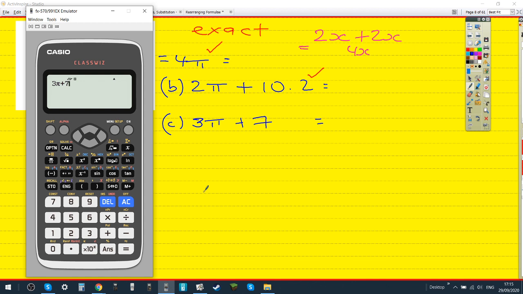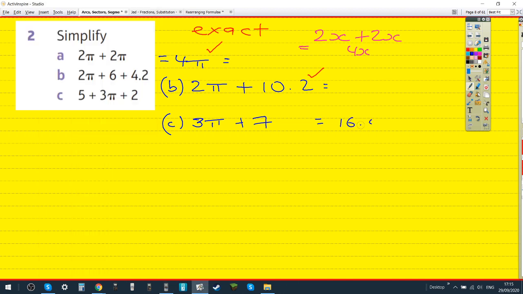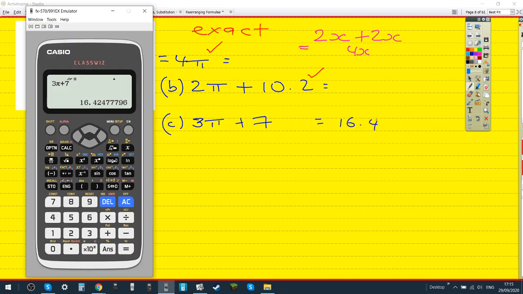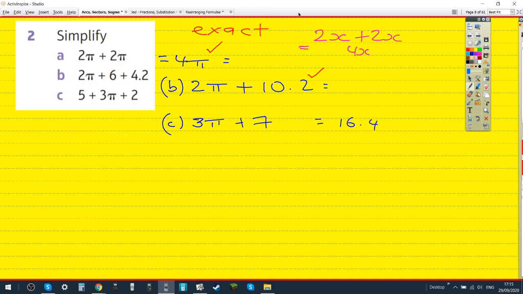Okay. And what would it be to, like, let's say 3 significant figures? 3 significant figures, 16.4. So 16.4. Yeah, great. And so if they want an exact answer, you give the answer in terms of pi. If they wanted 1 decimal place or 3 significant figures, something like that, you use calculator. Okay.